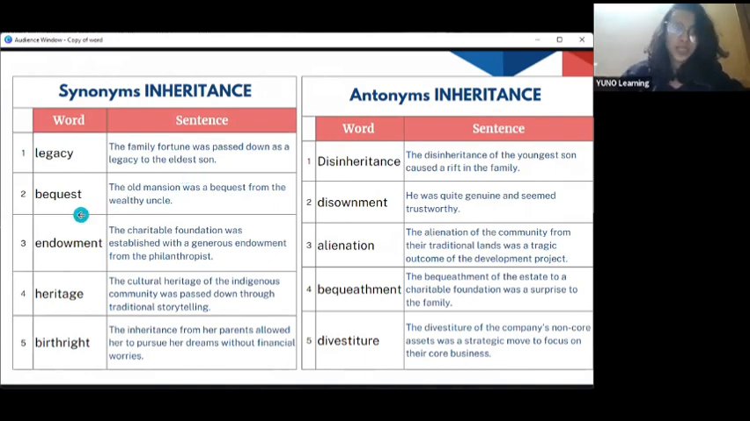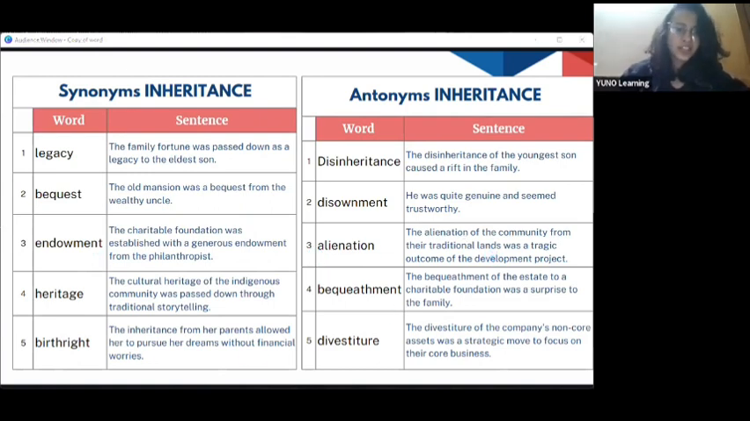Then we have bequest. How do we use bequest? The old mansion was a bequest from the wealthy uncle. So bequest again means the same as inheritance, but is used in a different form. Then we have endowment. The charitable foundation was established with a generous endowment from the philanthropist.